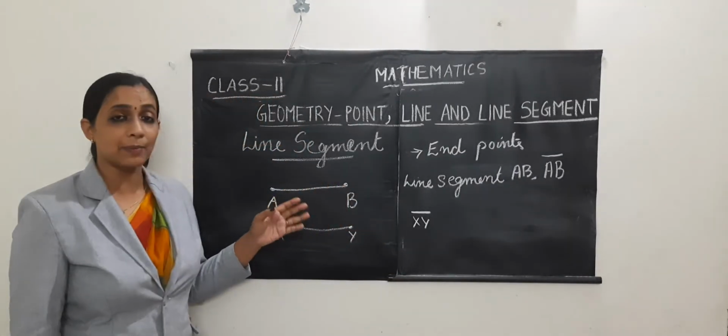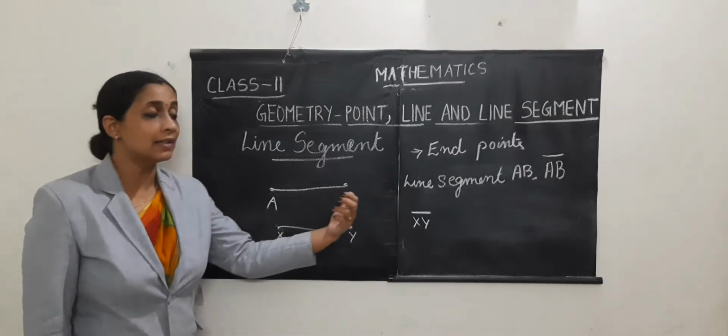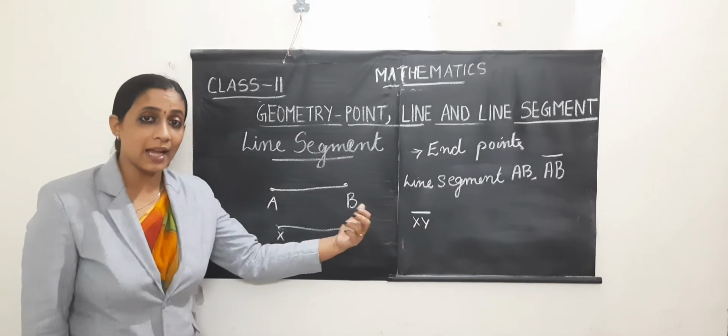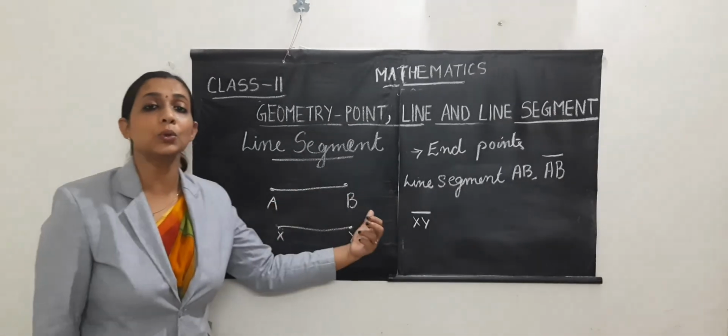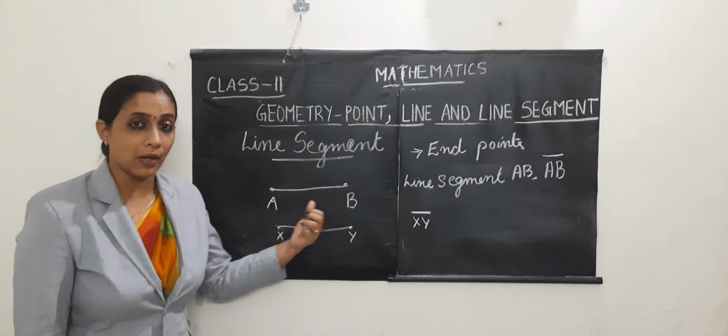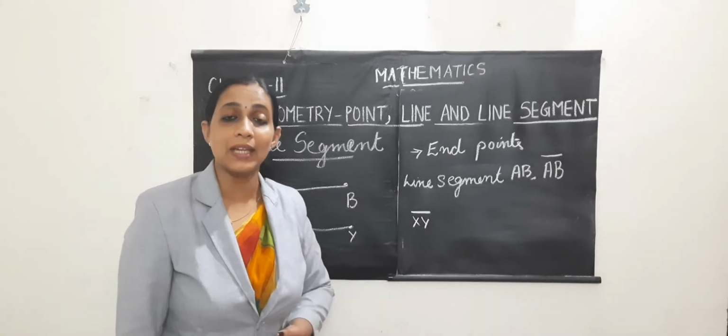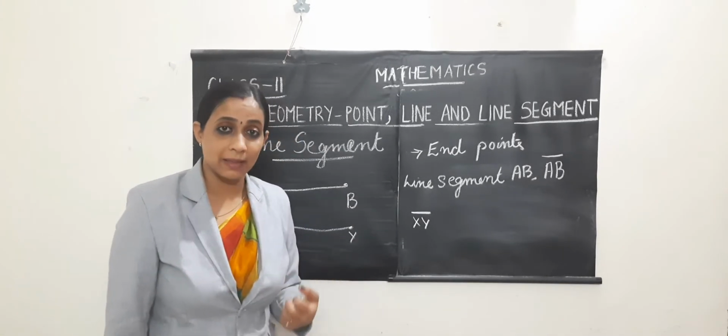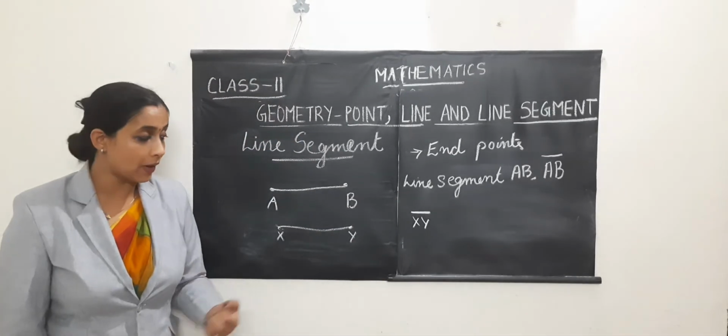What is a line segment? It is a part of a line joining 2 points. A line segment has end points. A line does not have end points, but a line segment has end points.